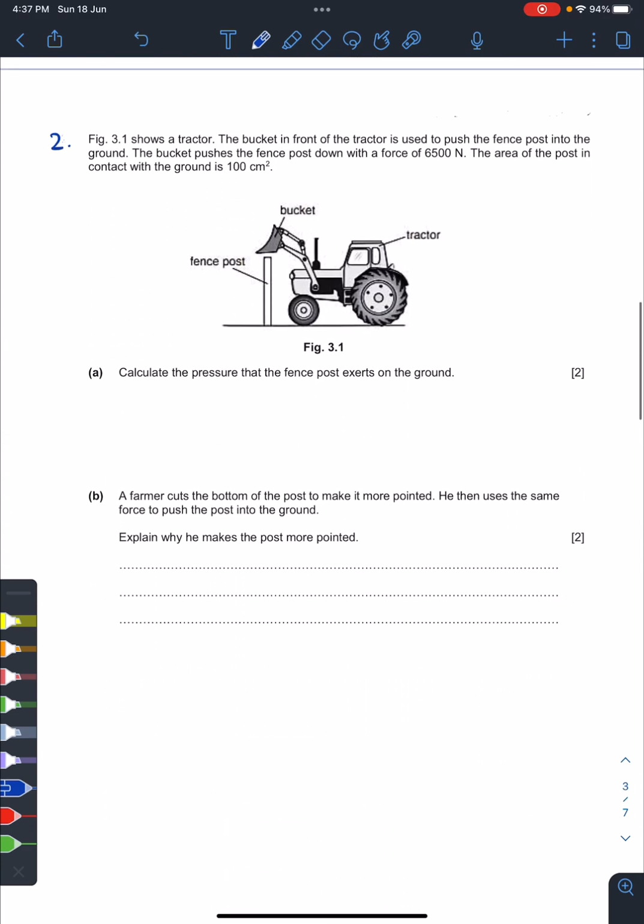Okay, question 2. Pressure. If you recall, P equals F over A. So P is 6500 divided by 100, equal to 65 Newton per cm square. Cool, that's it.